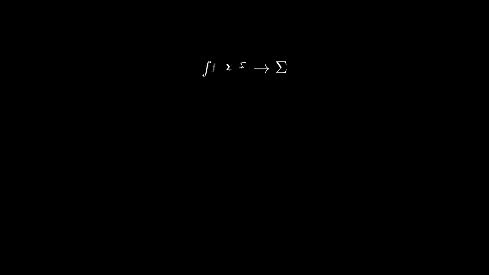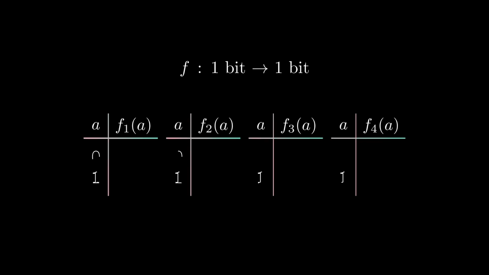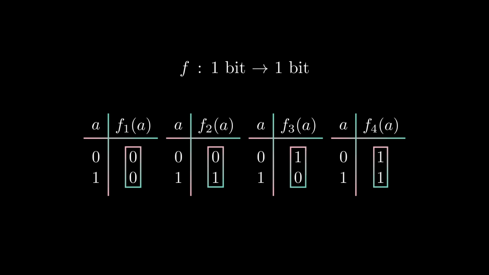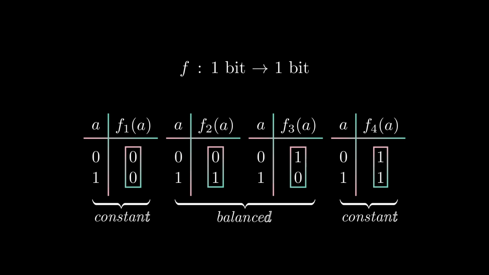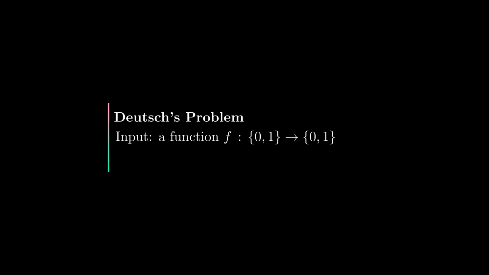We are going to be solving a problem in the special case that n equals 1. There are 4 such functions that perform a 1-bit to 1-bit computation. The first and last of these functions are constant, since the output remains constant regardless of the input. The middle 2 functions are balanced, since the number of 0s and 1s are equal. Deutsch's problem takes an input 1-bit to 1-bit function, and outputs 0 if f is constant, and 1 if f is balanced.